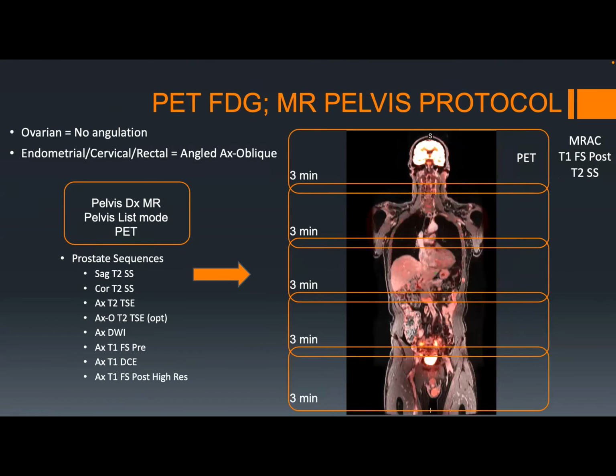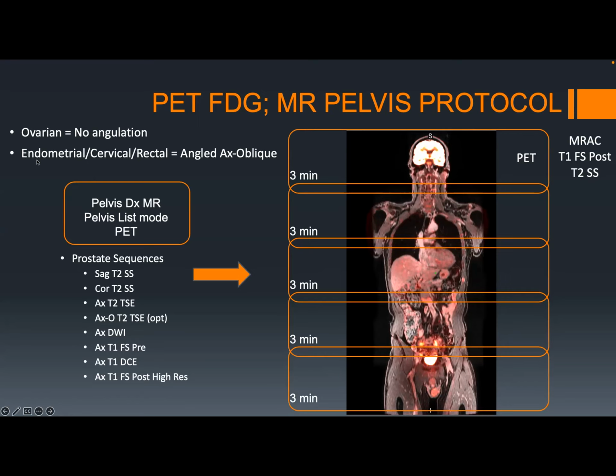Similarly with the pelvis, we can do a similar thing. We do a pelvis focus, then we come back and do the whole body post afterwards. But we're getting 2 PETs and 2 different types of MRs with each exam. And so just some example protocols that we have here. So our pelvis protocol, the ovarian, quote unquote, is straight to the body, no angulation.